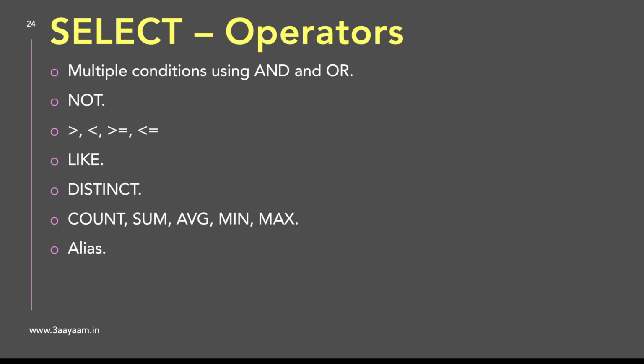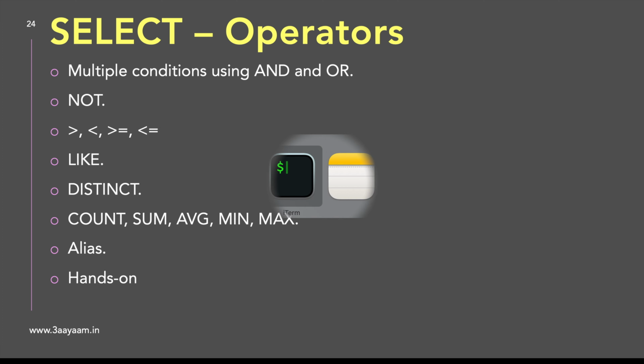Then there's something called alias. We have already used alias using the as keyword. Now in the previous SQL statement, I used sum bracket price and then I mentioned as a particular value. So that is the alias, and we can put alias for columns, we can put alias for table names also. So let's do some hands-on on these operators.